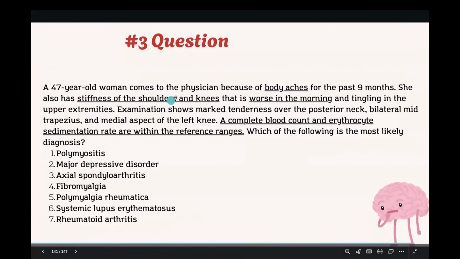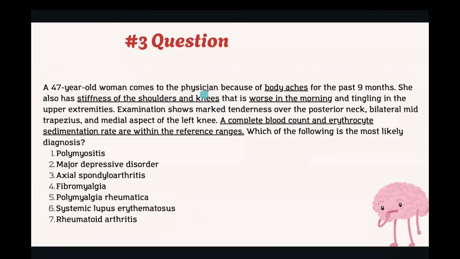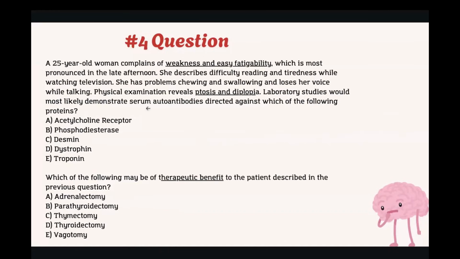A 47-year-old woman comes to the physician because of body aches for the past 9 months. She also has stiffness of the shoulders, knees, that is worse in the morning. A complete blood count and erythrocyte sedimentation rate are within the reference ranges. Which of the following is the most likely diagnosis? So body aches, 9 months, normal labs. So this is fibromyalgia.